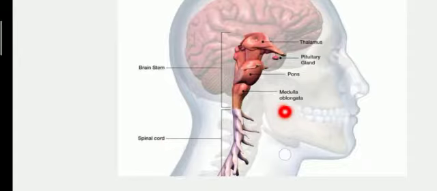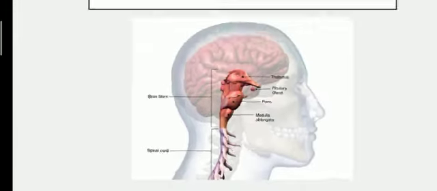The function of medulla oblongata is to control involuntary actions like beating of the heart, breathing, the movement of other internal organs, the peristaltic movement of food in the alimentary canal, and controlling and coordinating the other internal organs. All these things are controlled by medulla oblongata.